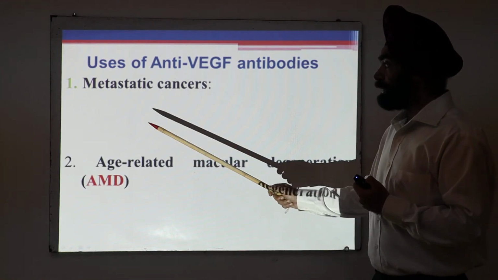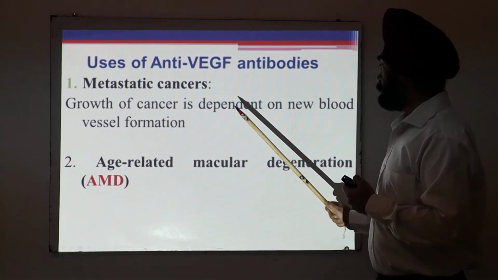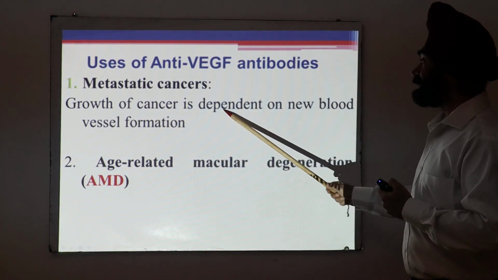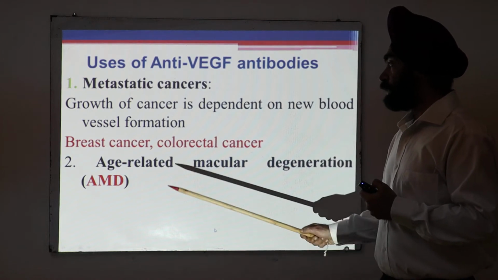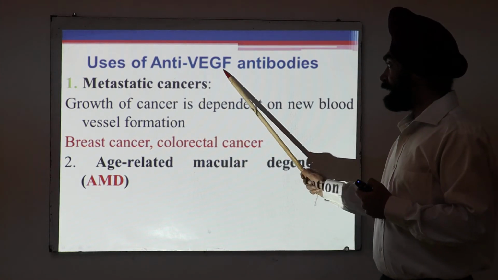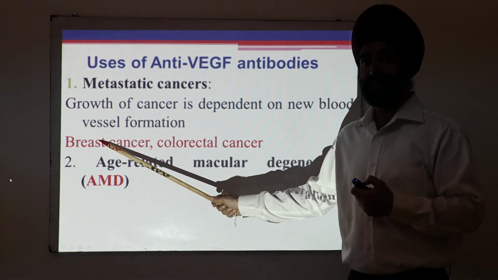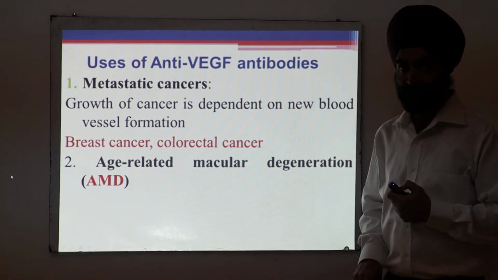So keeping that view of metastatic cancer, as I told, growth of metastatic cancer is dependent upon new blood vessel formation. So these kinds of antibodies have been tried and used in different kinds of metastatic cancers, like breast cancers, colorectal cancers, and other kinds of cancers.